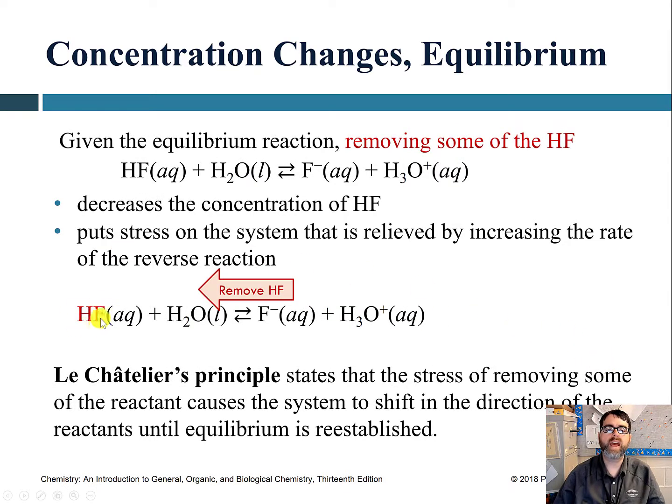If instead we take out the HF, then those collisions are less common, and these collisions now have more space, but they will shift to relieve that stress on the system, and they will replace the HF. And so adding a reactant shifts it to the right, removing a reactant shifts it to the left. They're opposite.